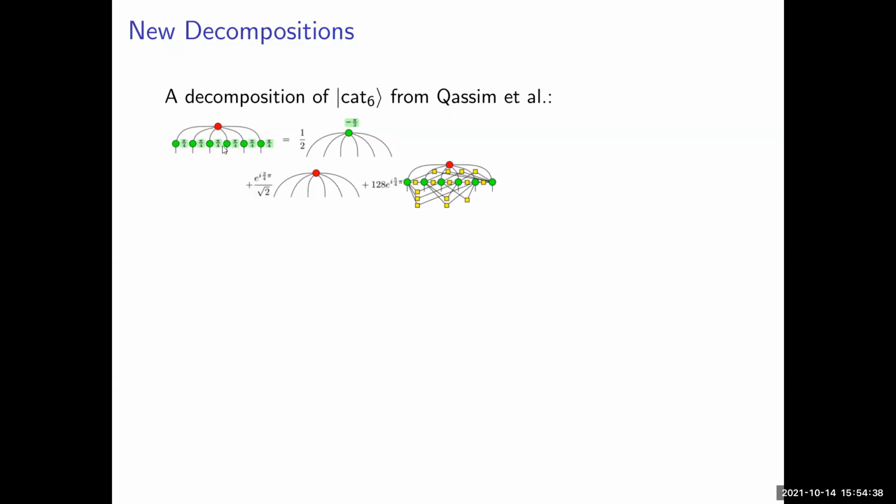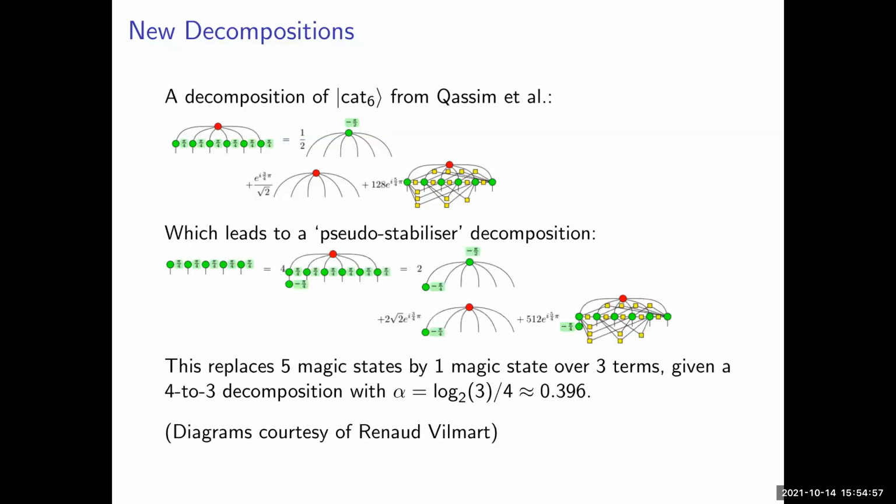They're not separate magic states. And in the paper, Qasim et al., they use this trick where they sort of double the number of terms, and that gives them their 6 to 6 decomposition, and they have 7 magic states. What Renaud came up with is something much smarter, which is that you don't get a stabilized decomposition, you get something that's like a pseudo-stabilized decomposition.